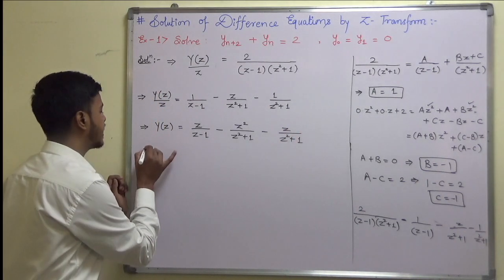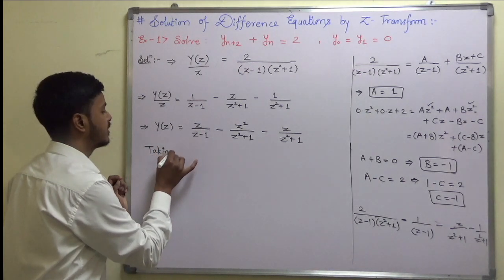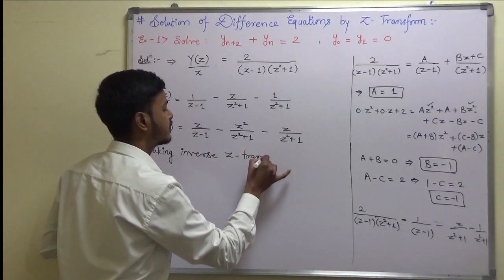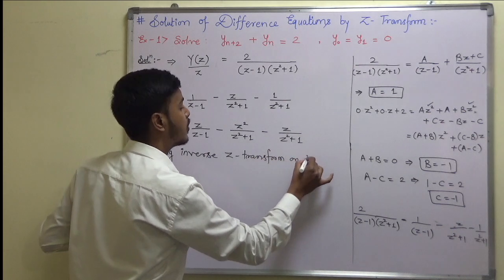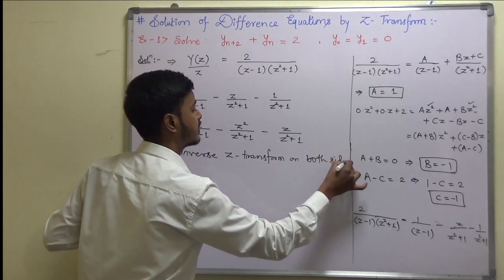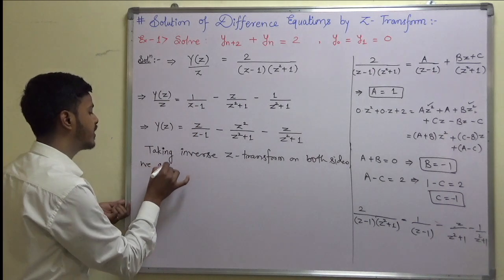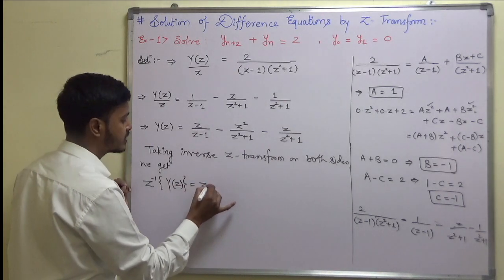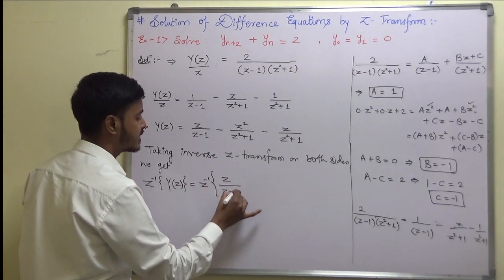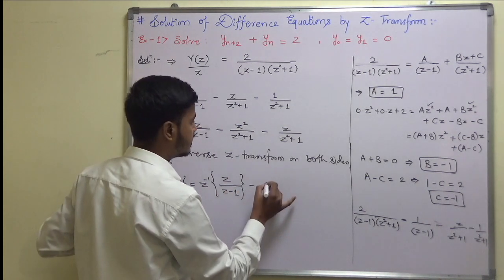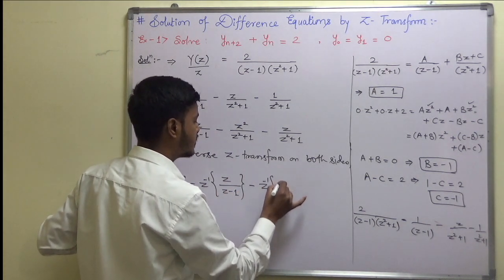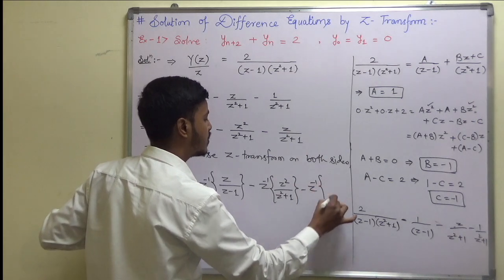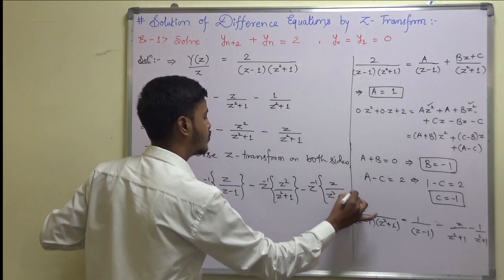Now you can take inverse z transform. Taking inverse z transform on both sides, we get z inverse of y of z is equal to z inverse of z upon z minus 1 minus z inverse of z square upon z square plus 1 minus z inverse of z upon z square plus 1.